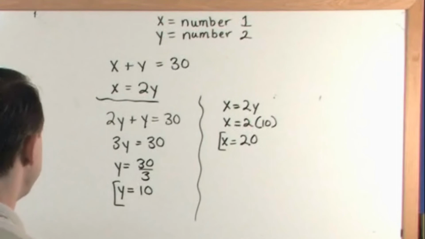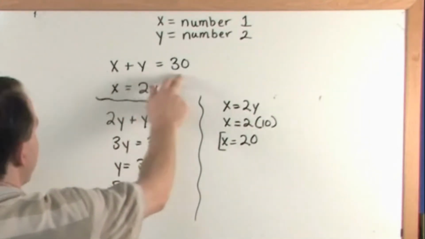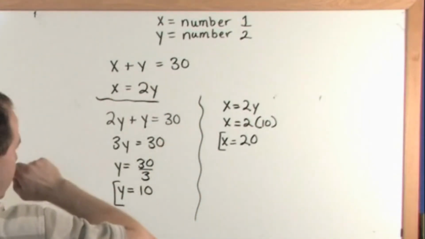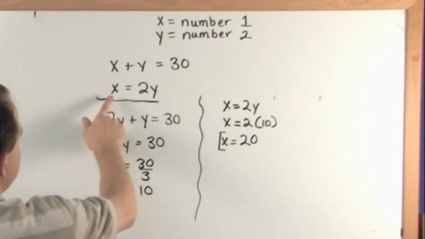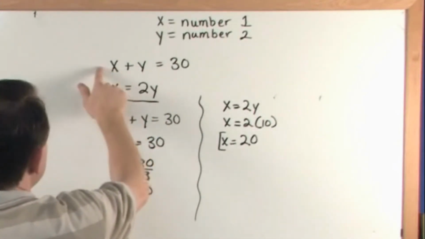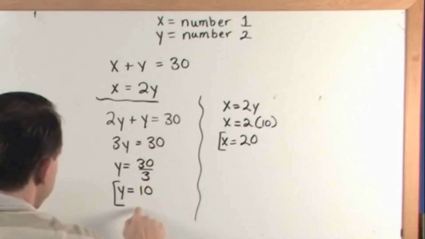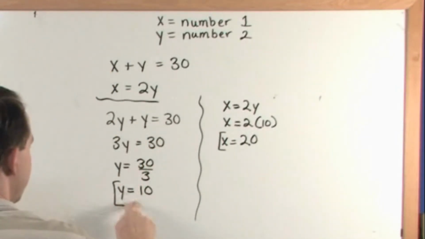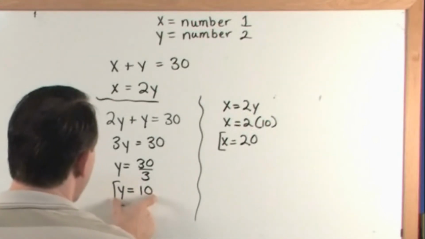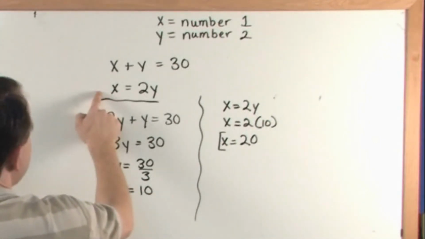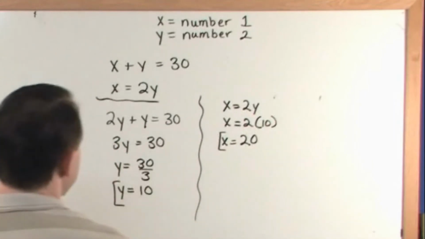So let's review what we've done. The sum of two numbers is 30. One number is 2 times the other number, okay? So what we've done is we've taken this second equation, we've plugged it back into the first. 2y plus y is 30. We've solved this by adding these terms and dividing. We got 10. We take this value for y, we plug it back into one of our original equations. 2 times y, x gives you 20.